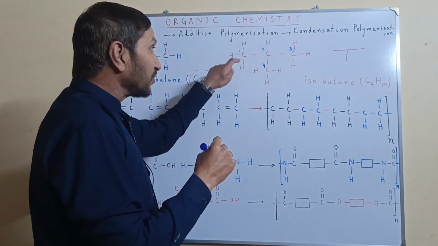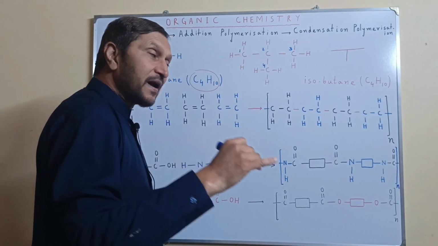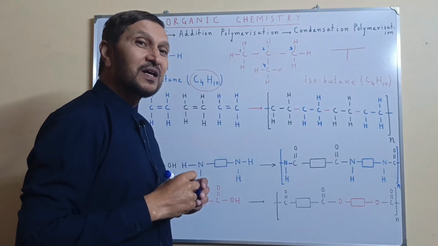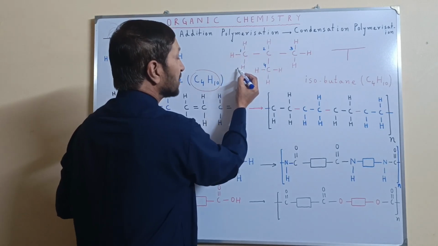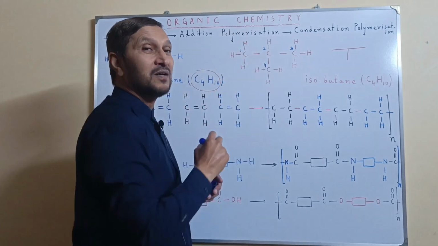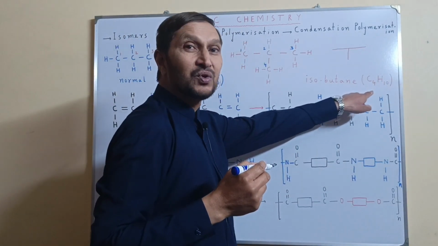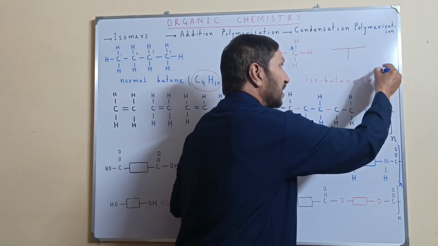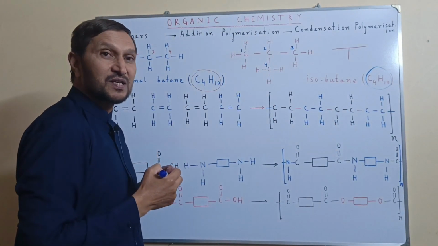But now the structure is different. If we count the number of carbon atoms, they are 4. 1, 2, 3, 4. And similarly, if we count the number of hydrogen atoms, they are 10. 1, 2, 3, 4, 5, 6, 7, 8, 9 and 10. It means its molecular formula is also C4H10. So this is also butane with the formula C4H10, and this is also butane with the formula C4H10.